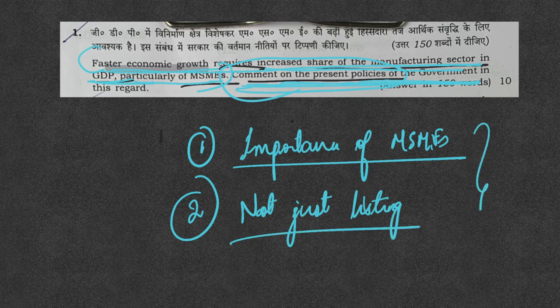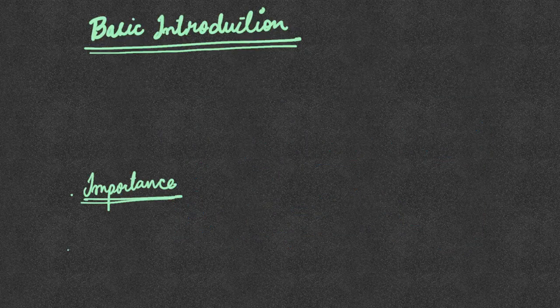So these are the two things that you have to remember when we talk about the demand of this question. Now let us see what should be the introduction. As we know that the context of the question is talking about the importance of MSMEs, you can start your introduction by showing the importance of MSMEs. I have seen several students who start the answer in a very generic sense.